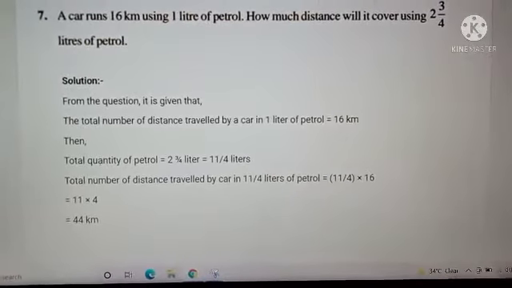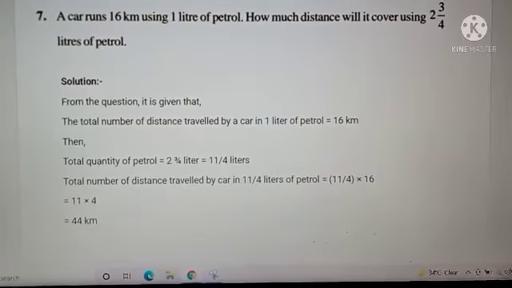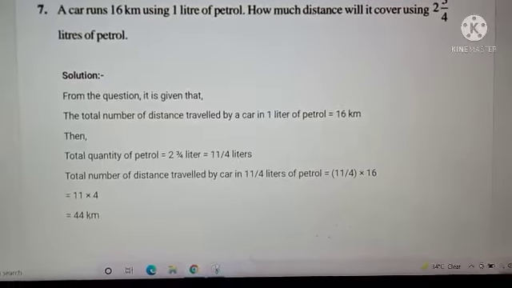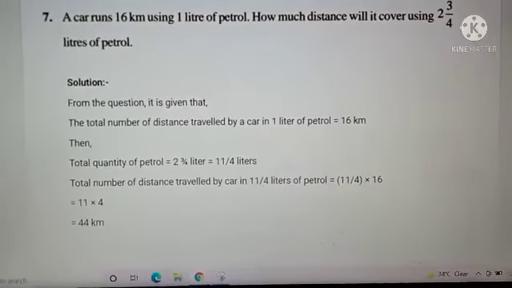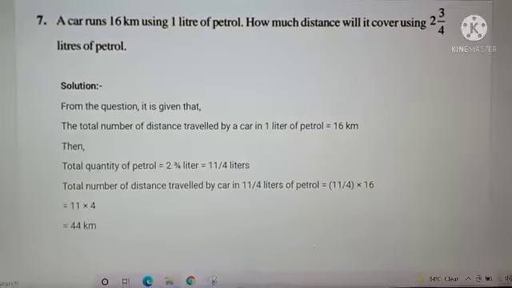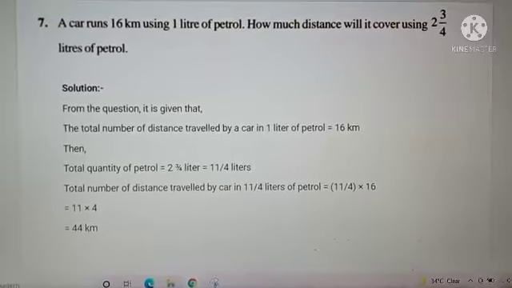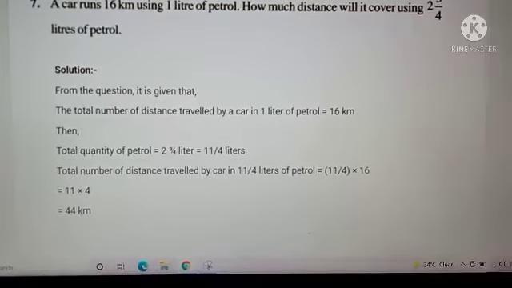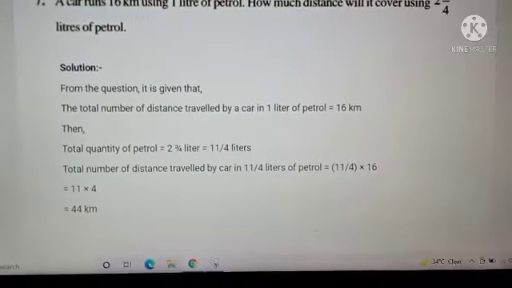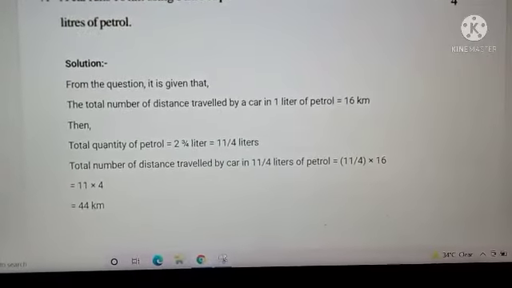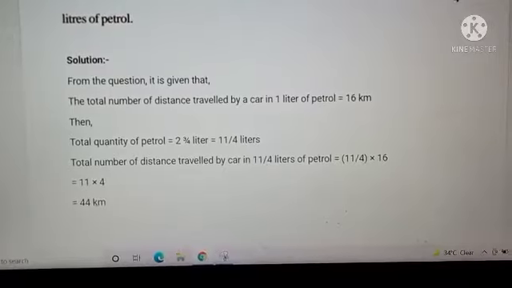So, if the car runs 16 km using 1 liter of petrol, then how much distance will it travel using 11 by 4 liters? Multiplication. 11 by 4 into 16. So, we are reducing it. 4 and 16 we are cancelling. We are reducing. So, it will become 11 into 4.